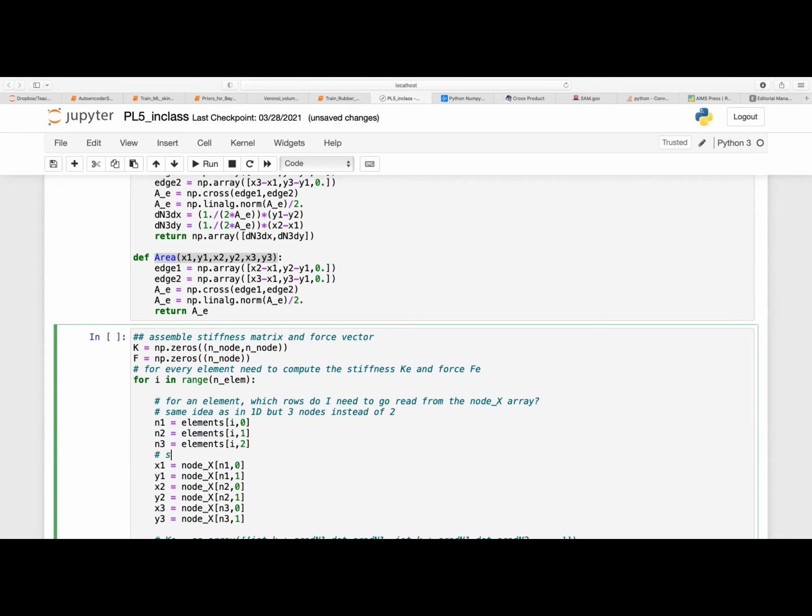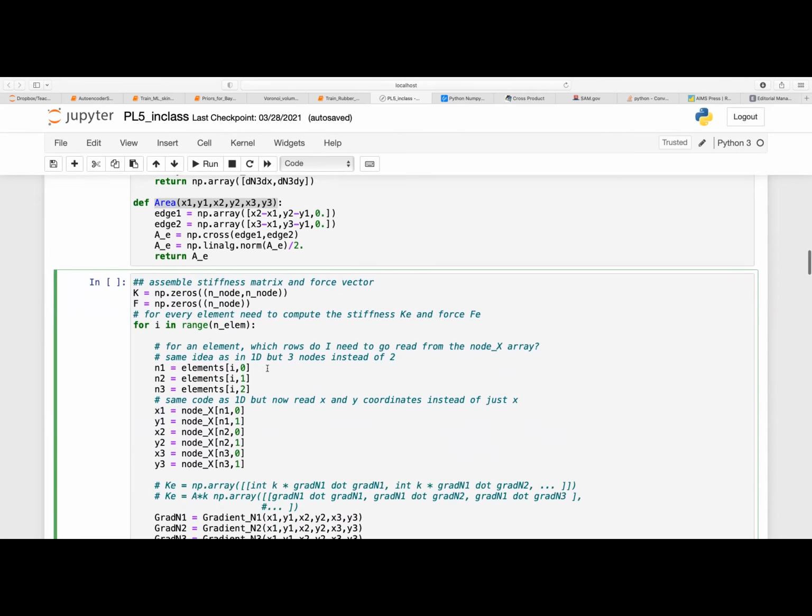And the nodal coordinates is the same code as 1D, but now read X and Y coordinates instead of just X. So in the 1D code that you had for homework 3, you were doing something like X equals node X and 1. The only difference is that in homework 3, the 1D code, you were only reading X coordinates. Now we have X and Y.